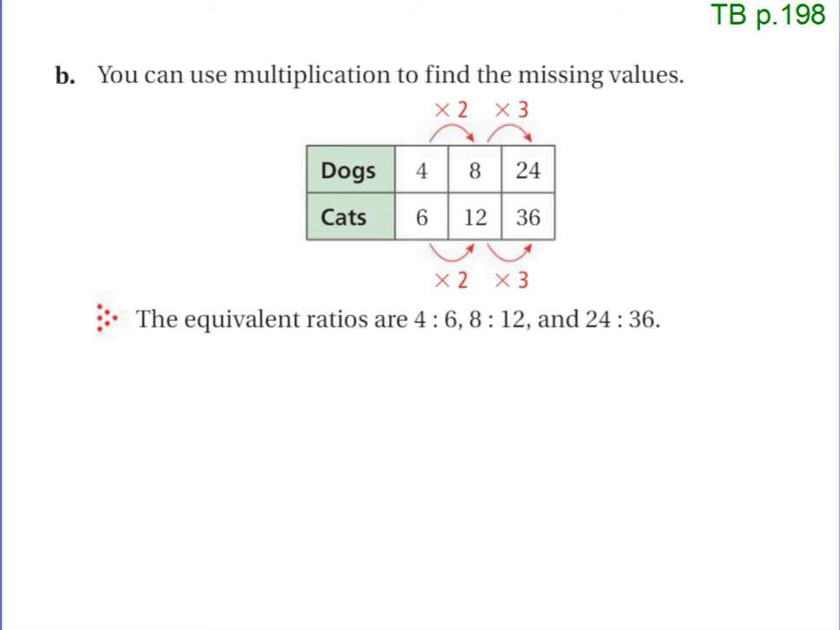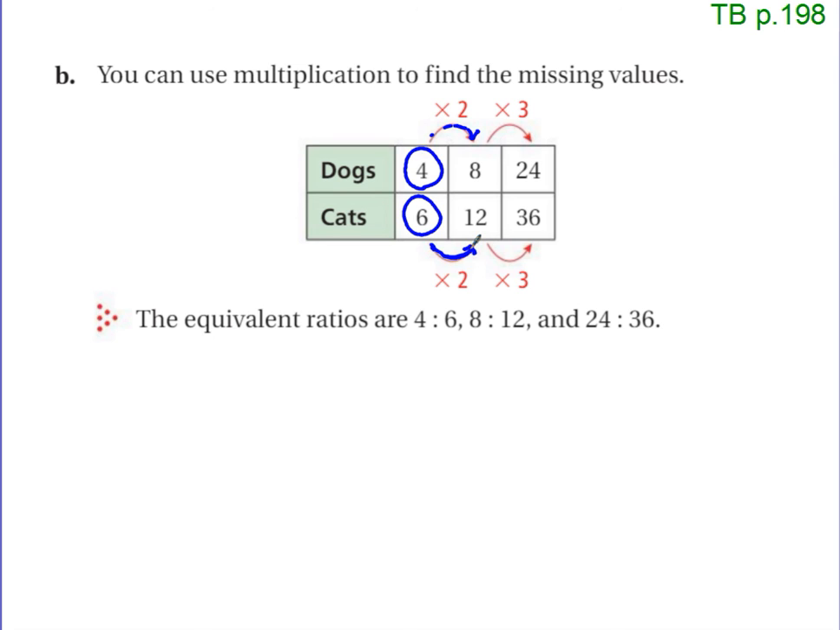Okay, now when we're doing multiplication to find the missing values, whatever you do to one number, you do the exact same thing to the other. You can kind of think of this as equivalent fractions. If I'm multiplying the numerator, or the one number, by 2, I have to multiply the other number by 2 as well to keep the ratio equivalent. So 4 times 2 is 8, 6 times 2 is 12.